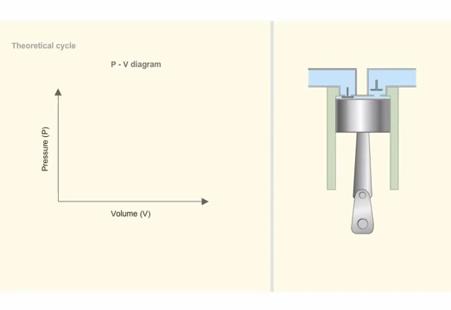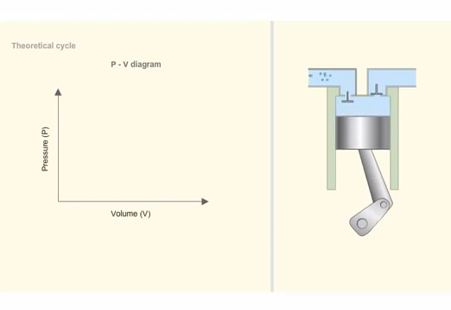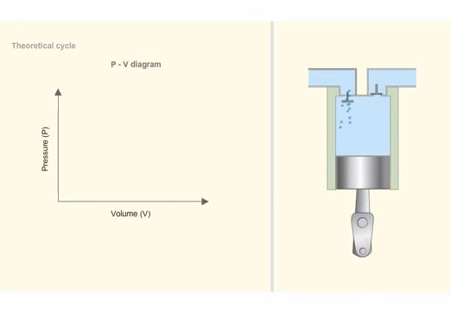In single-stage compression, the pressure is increased continuously until the desired level is attained. When the piston moves down, the air is sucked into the cylinder. In the PV diagram, the cycle starts at pressure P1 and 0 volume. The induction of air takes place until the point 1.